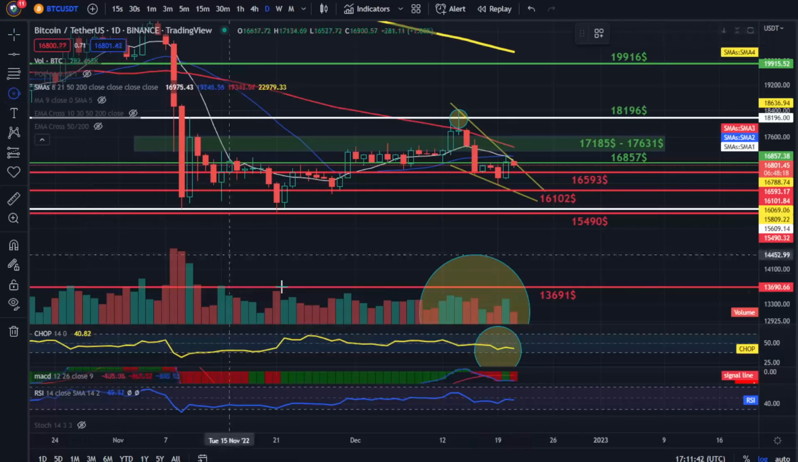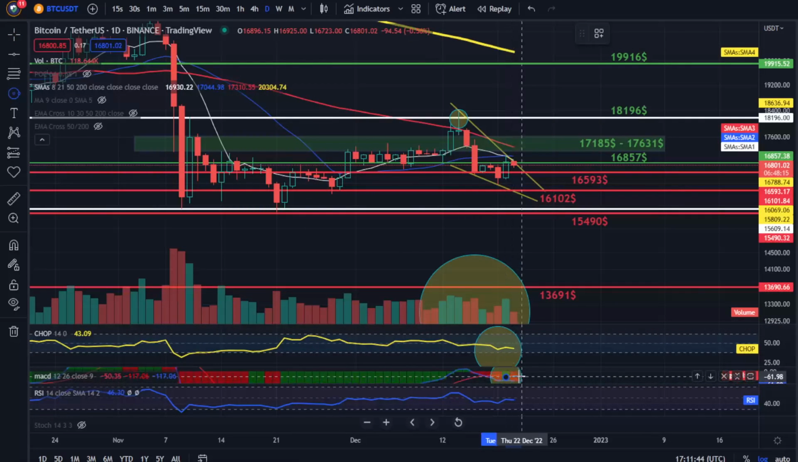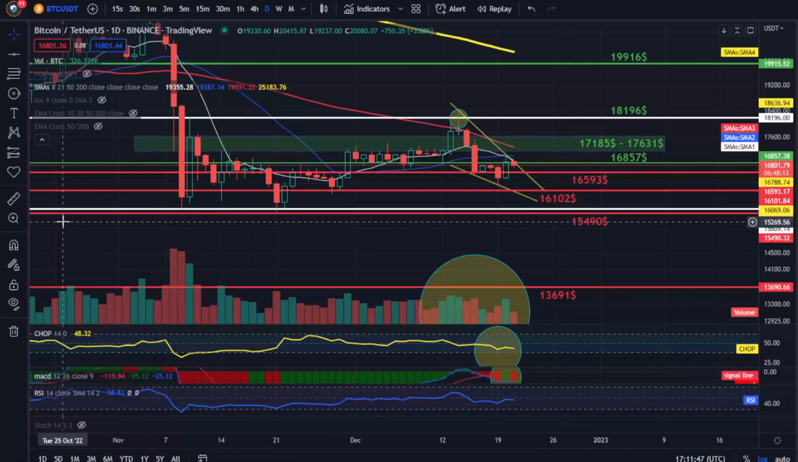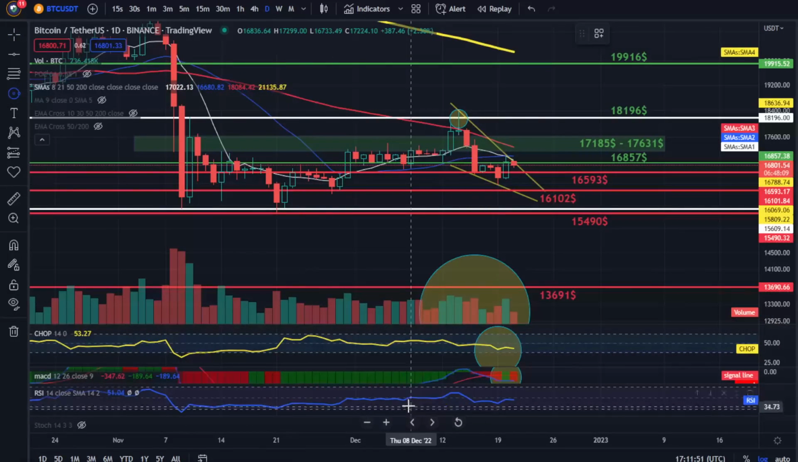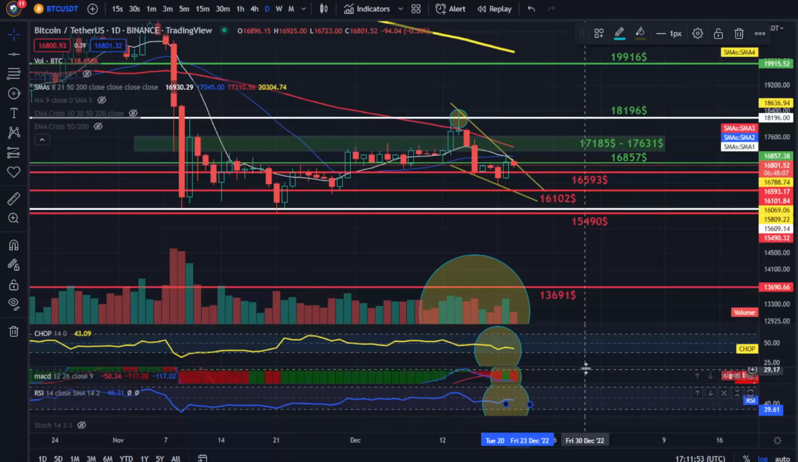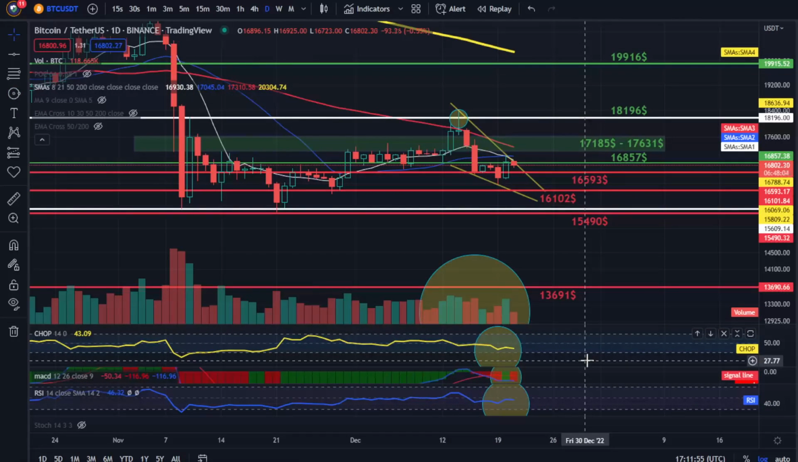Further, we can see on the CHOP index that the energy has weakened and confirms the local sideways trend. MACD shows a downward trend, but much weaker than previous weeks. On the RSI, we see a rebound in space for another upward move.